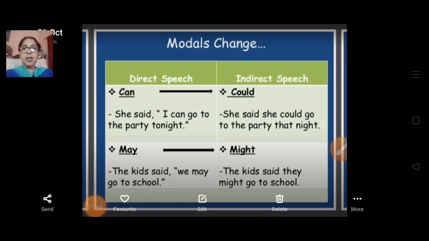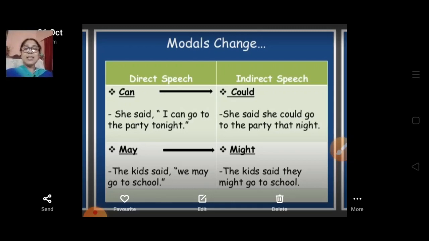So let's see the modals. As you all know, these are our auxiliary modals, and how are we going to change them in indirect speech if the direct speech has modals? "Can" becomes "could," "may" becomes "might." Let's see. She said, "I can go to the party tonight." If we write it in indirect speech, what are we going to do? She said that she could go to the party that night. So "tonight" becomes "that night" and "can" becomes "could."